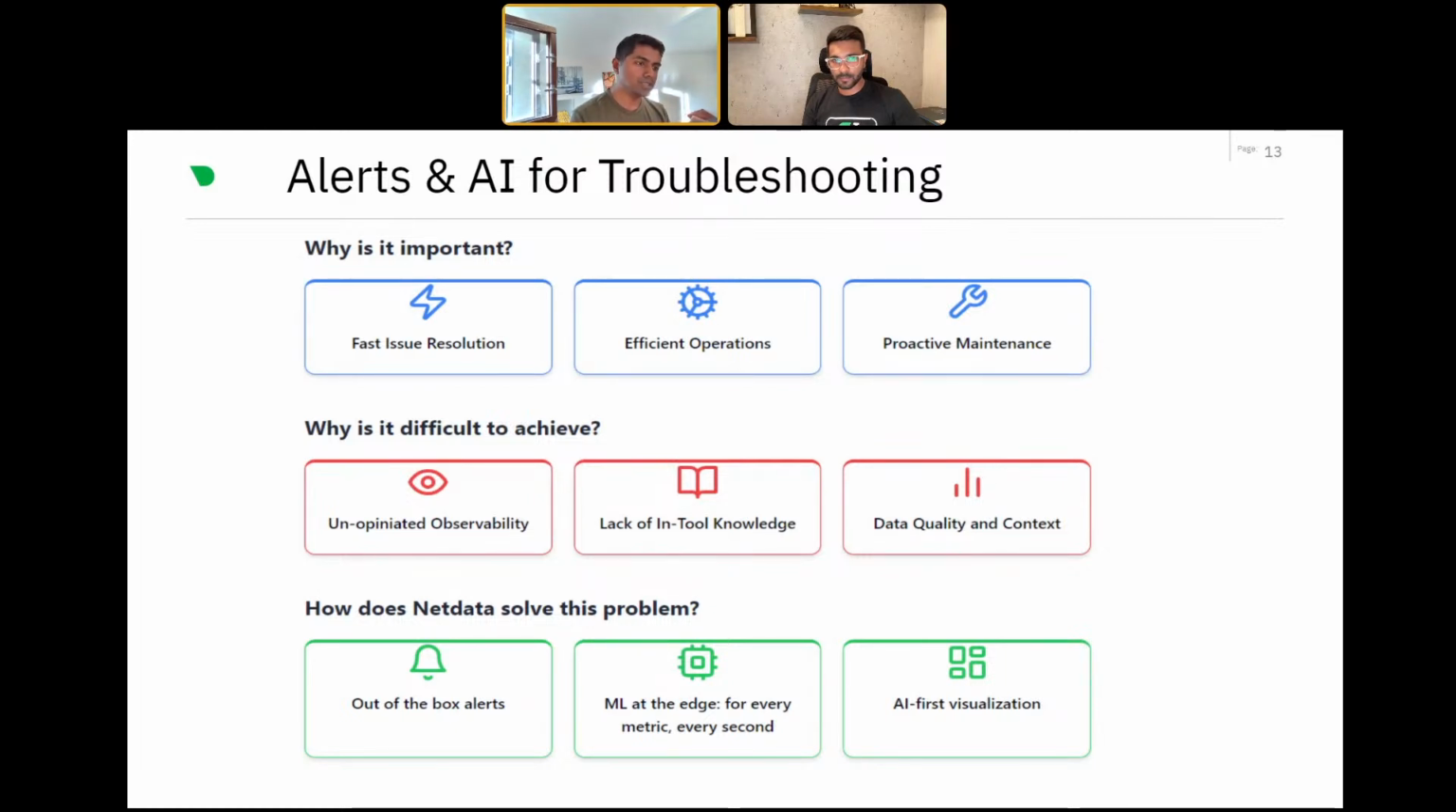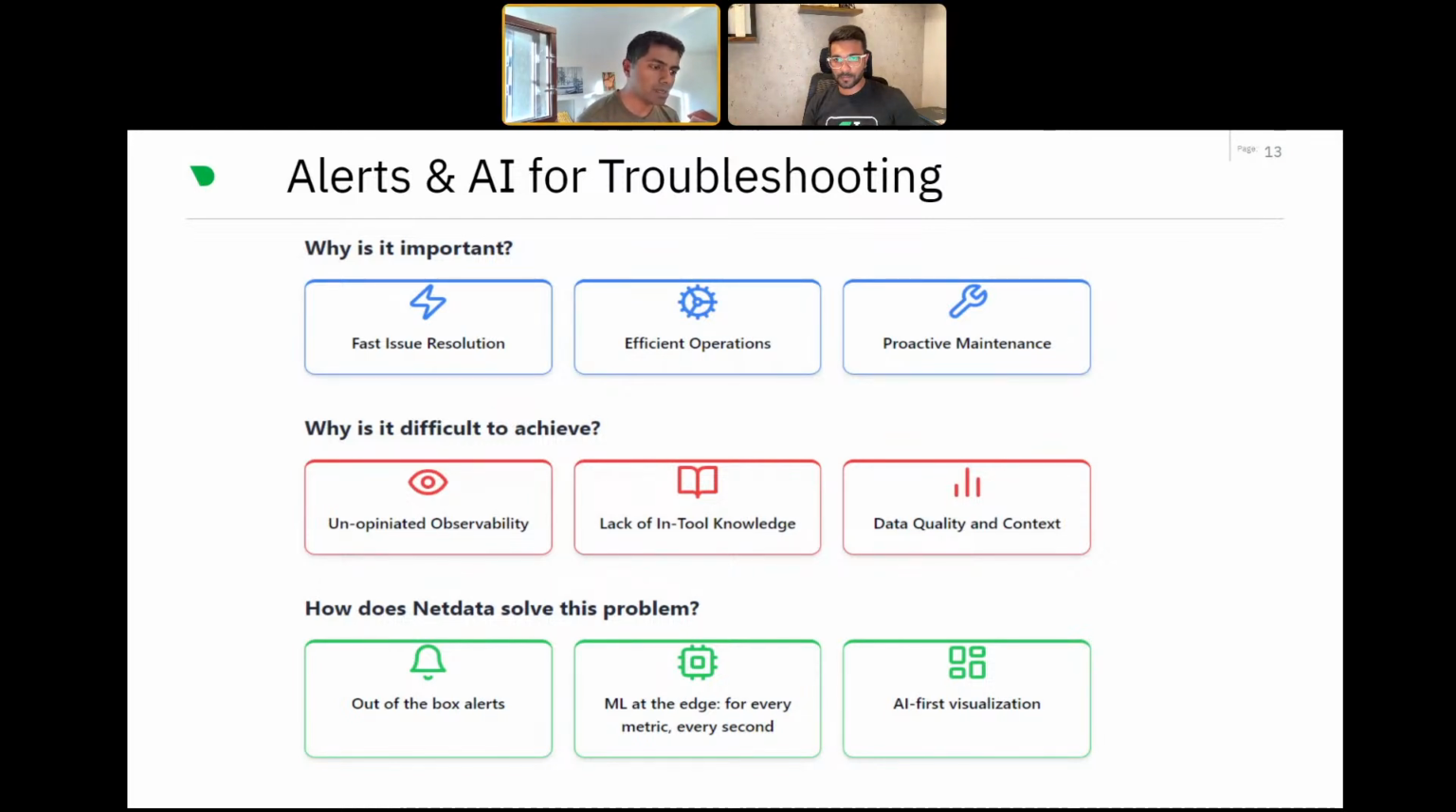machine learning models do is look at what is normal for this metric in this particular instance or server or VM or container, right? Because what's normal for this metric in one server may not be normal on another server. This is why we do it at the edge.